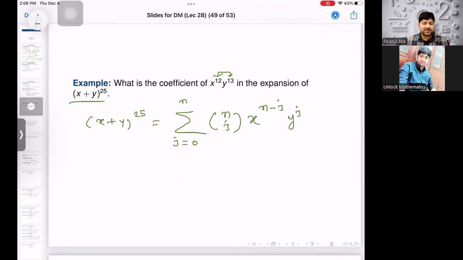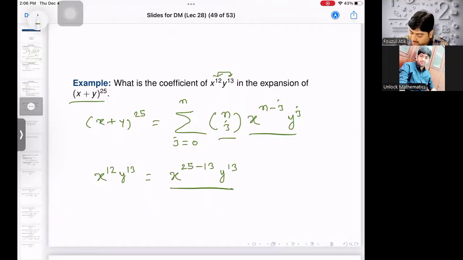Now you match with this expression. So the coefficient of x to the power n minus j into y to the power j is what? nCj. Now what is your question? Coefficient of x to the power 12 into y to the power 13. That I can write as x to the power 25 minus 13 into y to the power 13. So what will be the coefficient of this one? According to this, it will be where n is 25 and j is 13.